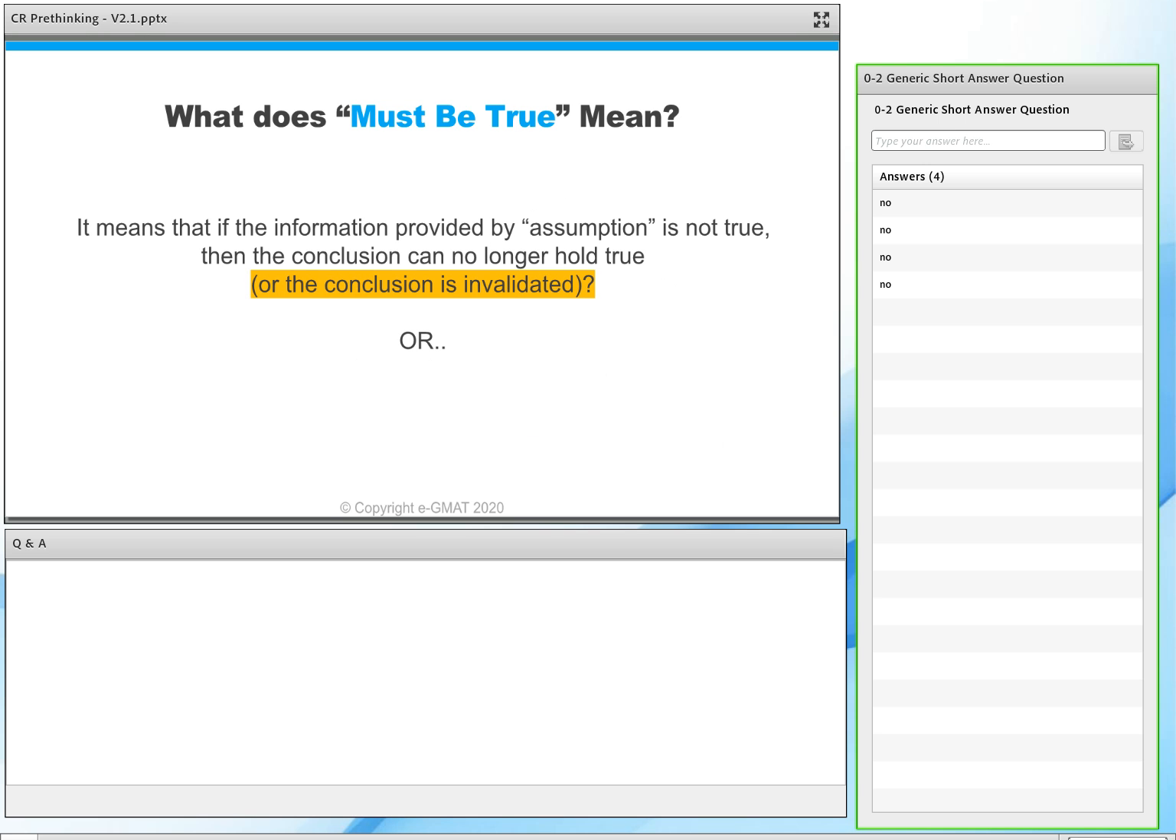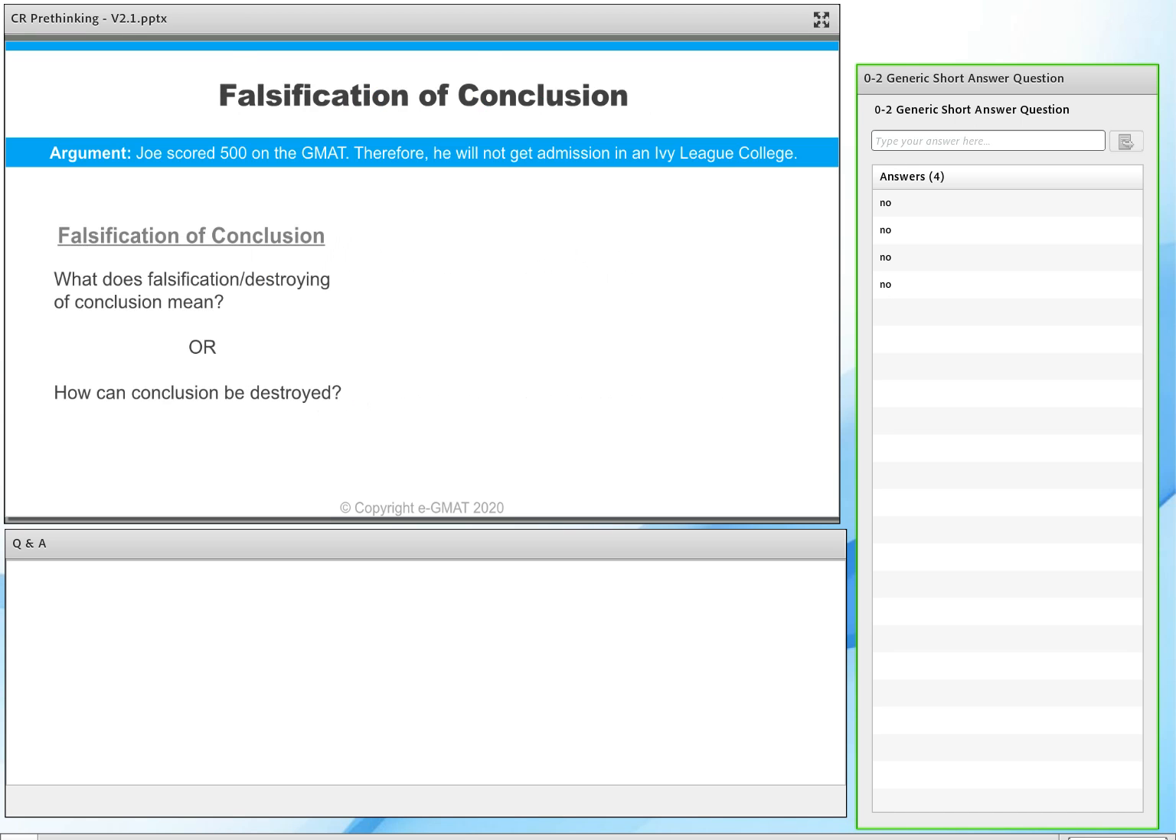Okay, so what does must be true mean? Must be true essentially means that if the information your assumption provides is not true, then the conclusion can break down, or it can no longer hold true, which leads to that definition of conclusion. So let's apply that must-be-true notion to the assumption that we came up with, to justify that it must be true. Okay, so same argument over here. You can see this argument.